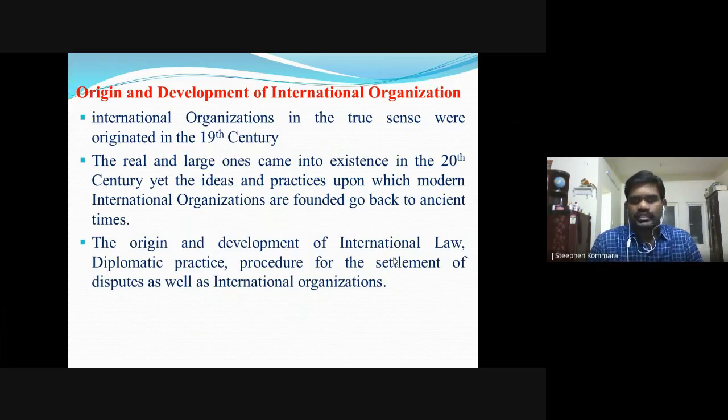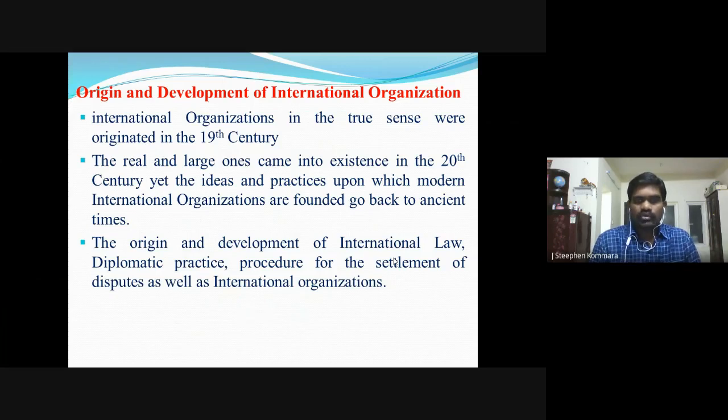Today I am dealing with this topic. It is very essential to know about the establishment, or the origin and development, of international organization. In the true sense, international organizations originated in the 19th century, and the real and large ones came into existence in the 20th century. The ideas and practices upon which modern international organizations are founded go back to ancient times.